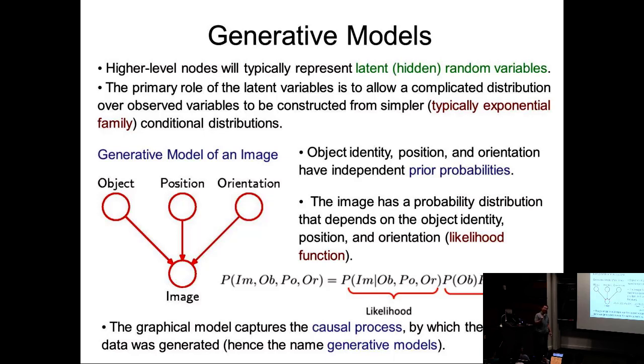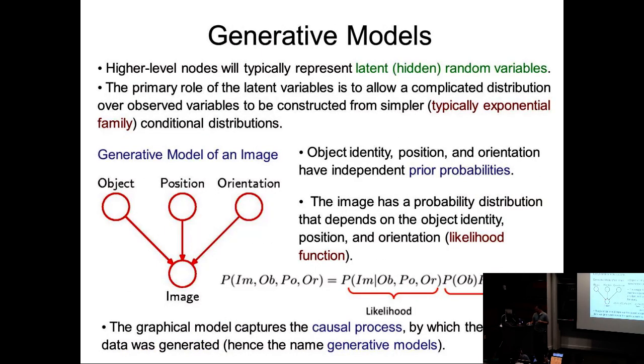This is very different from discriminative models, like neural net style models, where given the image, we just try to classify what class it belongs to, what orientation it is, or what object identity it is, right? So here it really is the generative process that captures the generative model.